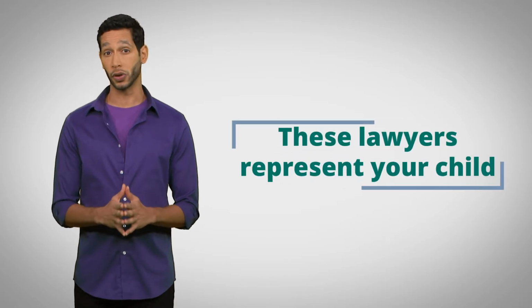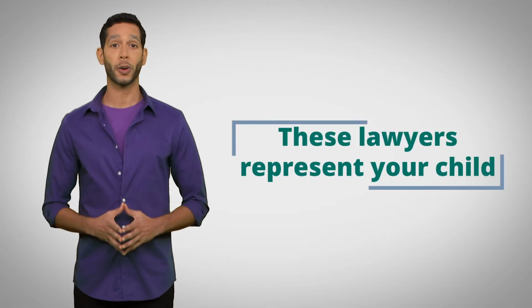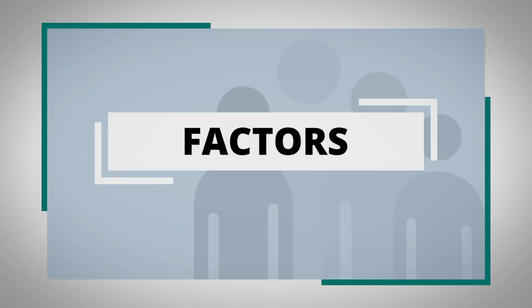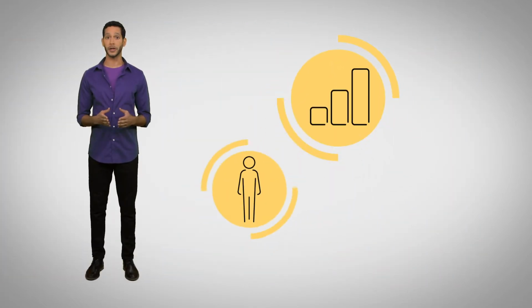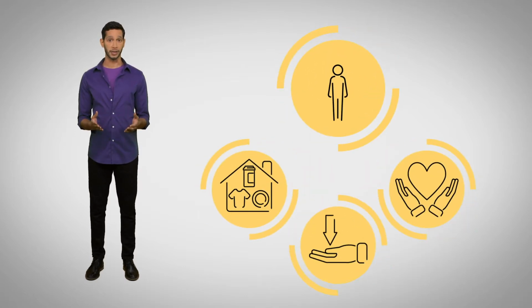You should understand up front that these lawyers represent your child, not you or the other party or parties. You should also know that courts look at a number of factors before appointing child counsel. They will look at the nature and level of conflict between you and the other party or parties, and your child's physical, emotional, and other needs. The court also wants to know, are there other ways of getting information about your child? And what value will child counsel bring to the case?